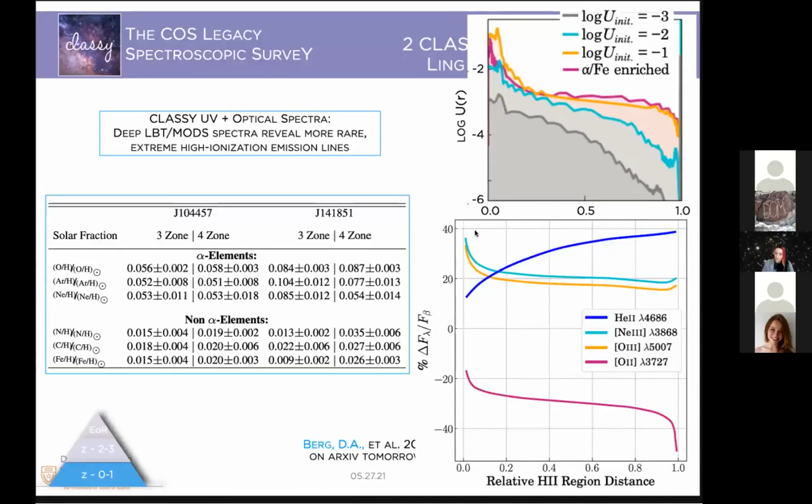So this is really interesting, and it goes in line with the results the Chuck Steidel group was finding. But when we use this model, it still doesn't make up for the very strong high ionization emission lines we observe in our spectra. It's not enough to completely compensate for it.